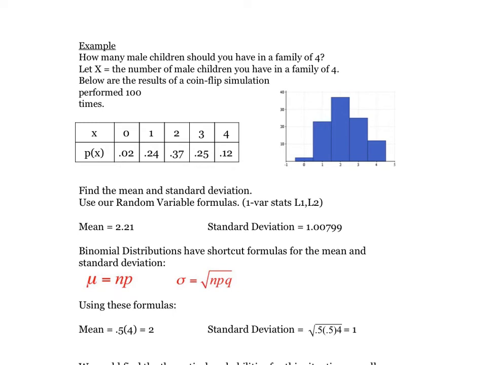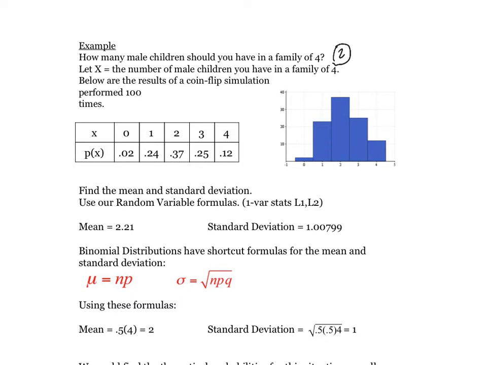So here's an example. Normally, if we were in class, we'd be flipping coins and rolling dice. But I went ahead and did a simulation for us to look at, to save us a little time. So the example says, how many male children should you have in a family of 4? And obviously, you can probably guess the answer, right? It's probably going to be 2. You'd expect to have 2 boys and 2 girls if the chance of having a male and a female is equal, both 50%. Actually, in the real world, it's not 50%.